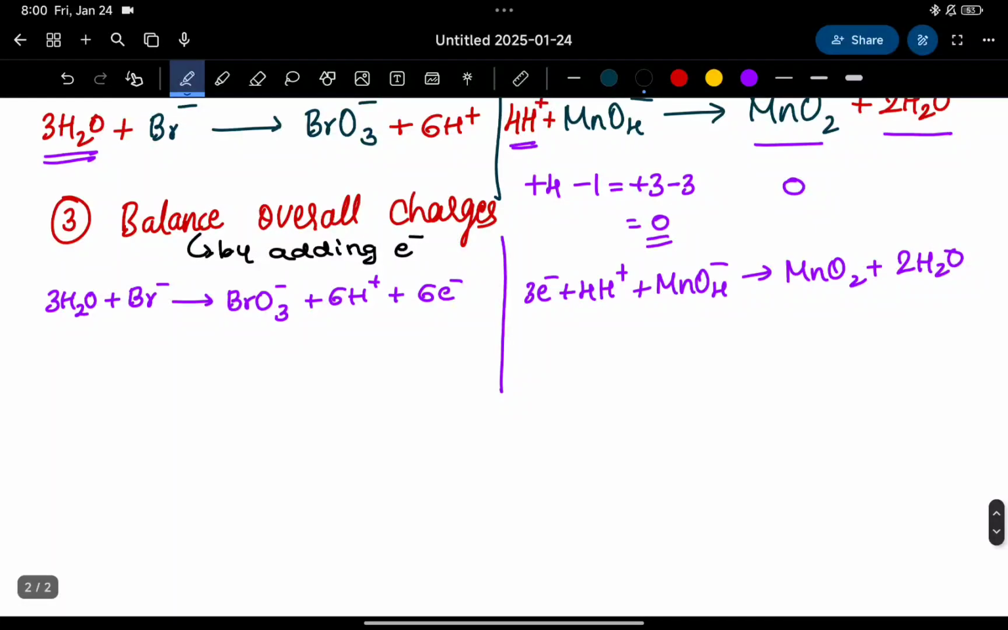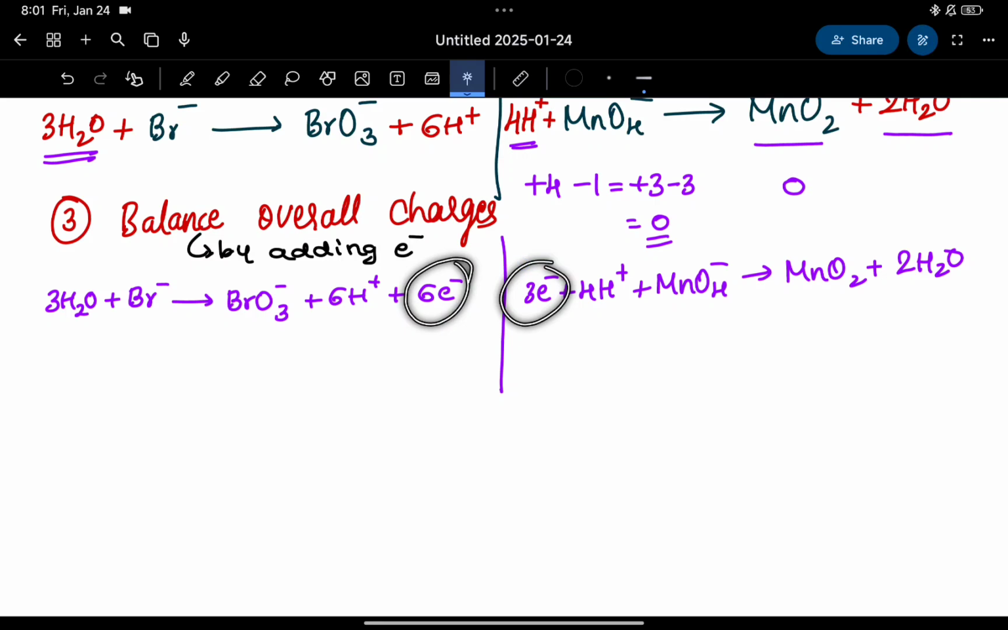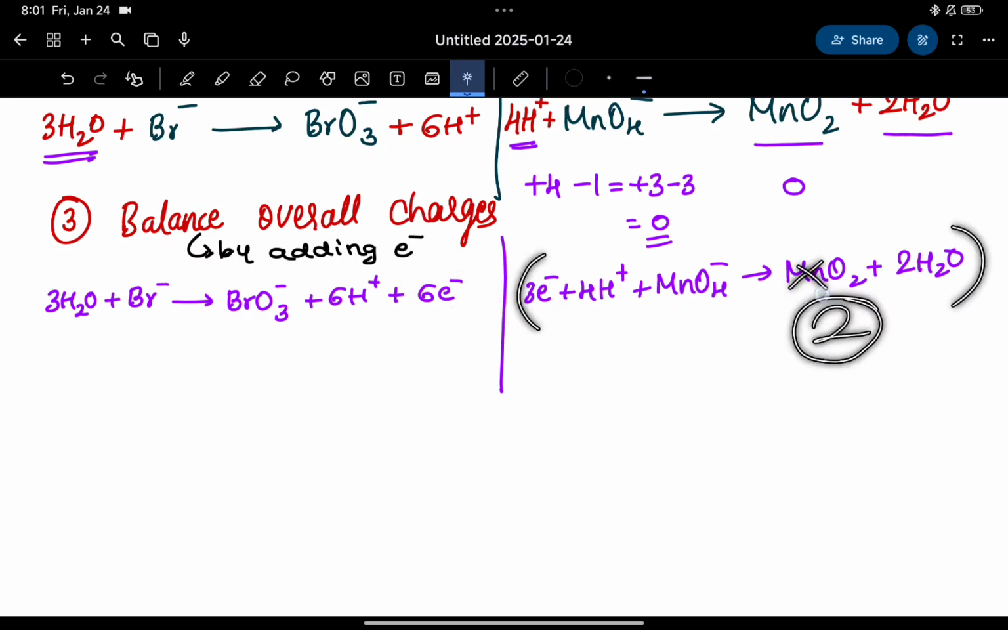Alright. So once you have balanced the overall charges by adding electrons, next you need to make these total electrons the same. In the oxidation half reaction we have 6 electrons, in the reduction we have only 3 electrons. So by multiplying this reaction by some numbers, I need to make these 2 electrons the same, so that when I combine these 2 reactions, both of these electrons get cancelled. In order to make them equal, I can multiply this entire reaction by 2. So if I multiply by 2, 3 2s are 6 electrons. So here also we have 6 electrons.